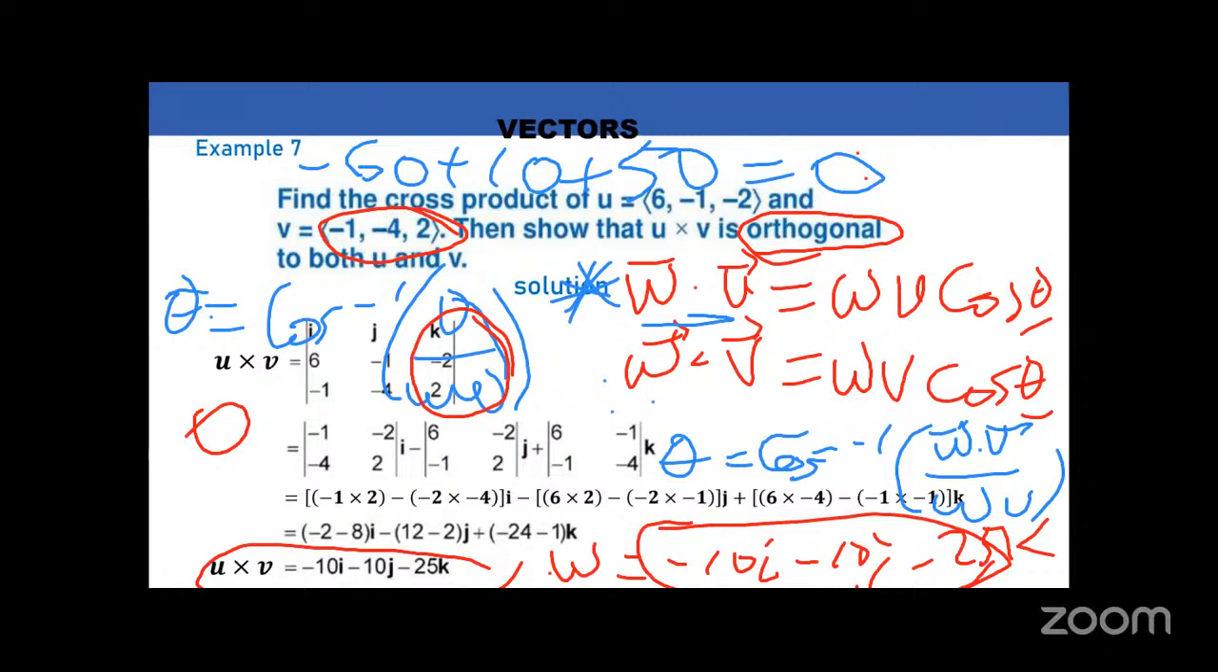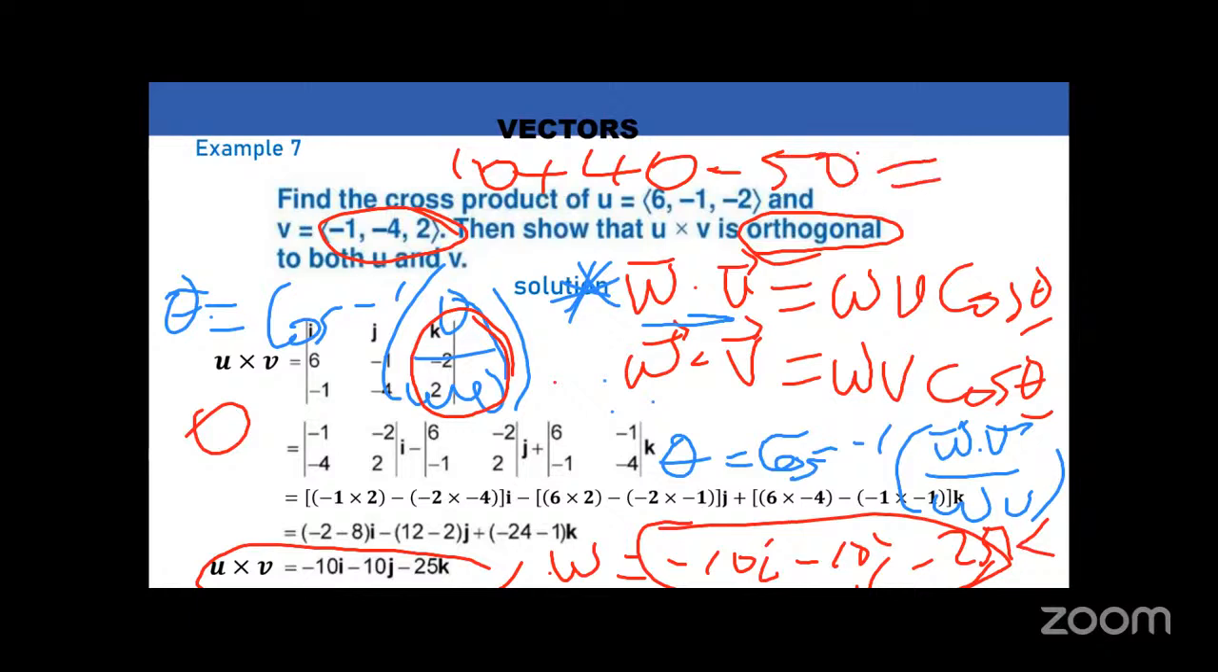Yes, so let's try it and see. So we have minus 10 times minus 1 will give us 10. Then minus 4 times minus 10 will give us 40. Then 2 times minus 25 will give us minus 50. So 10 plus 40 is 50. 50 minus 50 is 0.